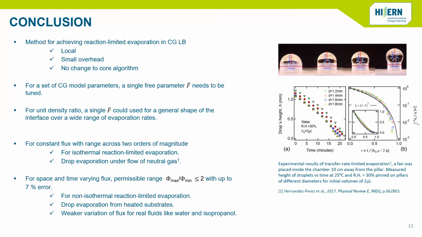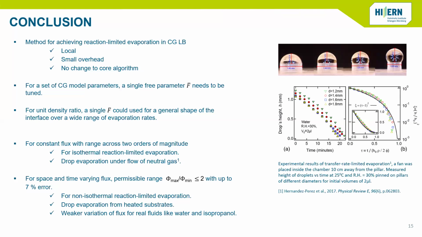I showed you unit density ratio results at the moment, for which a single threshold works for the general shape of the interface over a wide range of evaporation rates, going from pretty fast to quite slow. Applications for this are isothermal reaction-limited evaporation. So in this case, you have, for example, drop evaporation under the flow of a neutral gas. These guys already tried that: they have drop evaporation on pillars, and there's a fan next to it that blows wind over it. And they were able to compare the evaporation rate with the flux predicted by the Hertz-Knudsen theory that I showed you at the start. So you can use a similar approach to do this kind of thing.